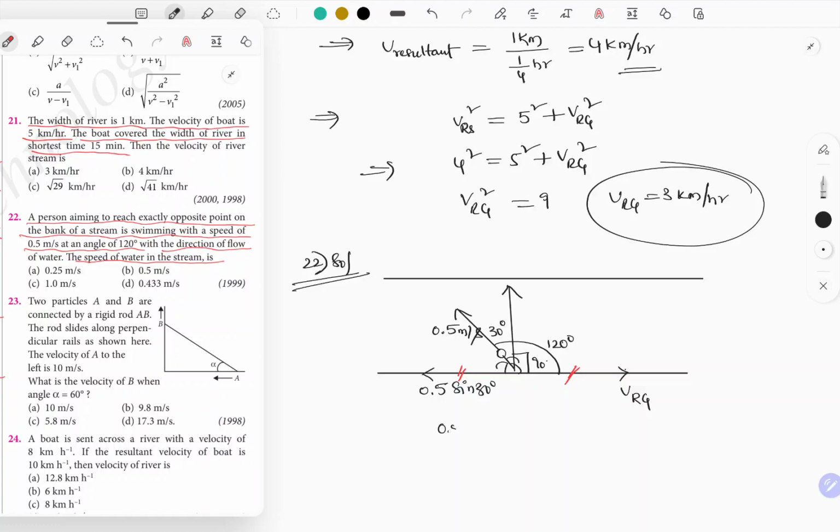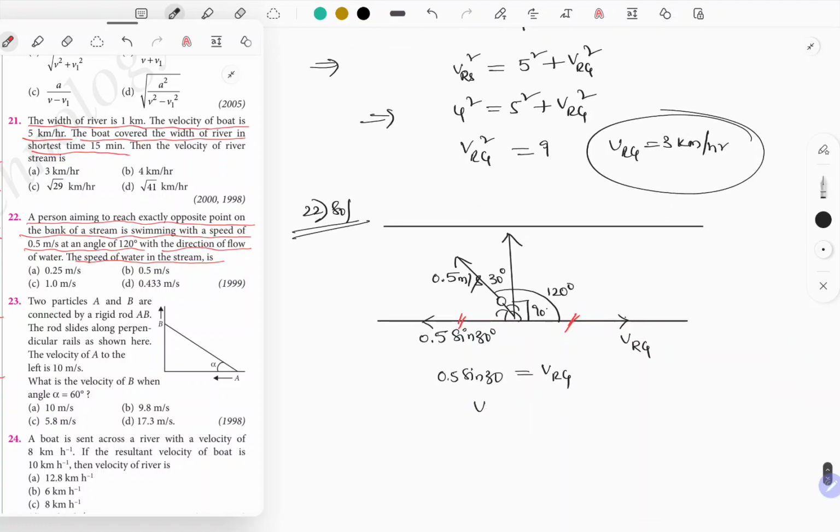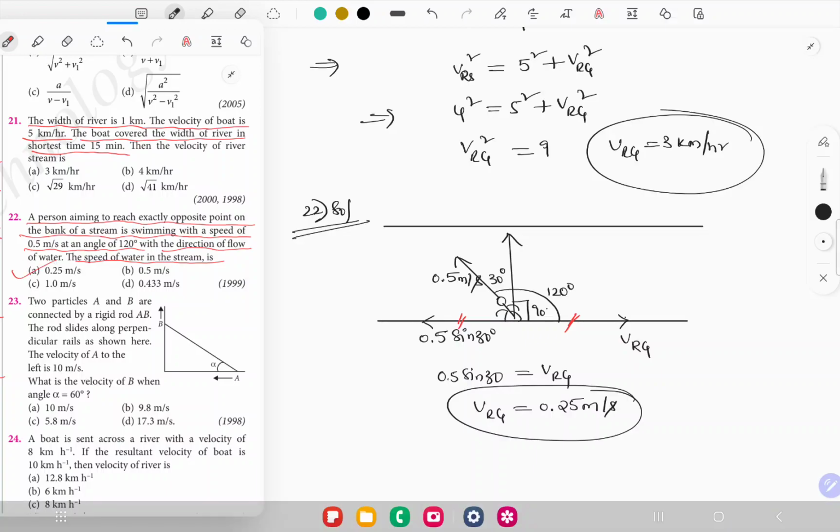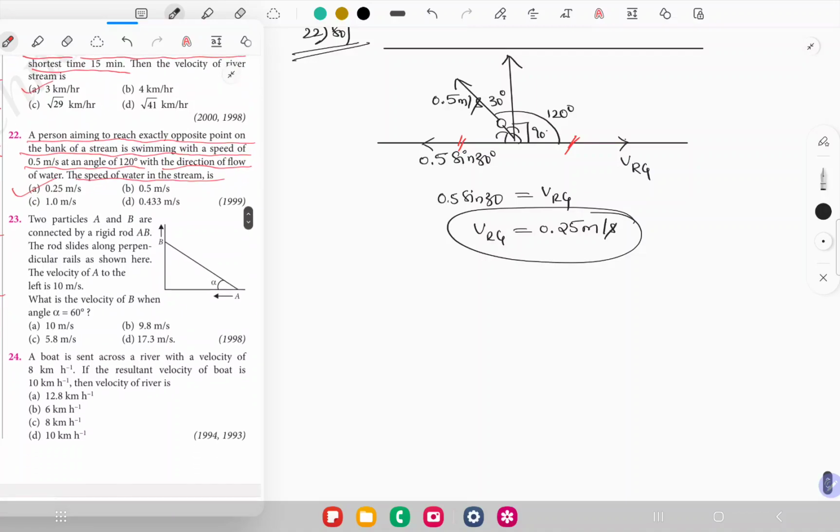That means 0.5 sine 30 must be equal to vrg. Sine 30 is 1 by 2. Then vrg is equal to half of 0.5, that is equal to 0.25 meter per second. Answer option A is correct. Here it is 3. Hope you understood. Now next step.